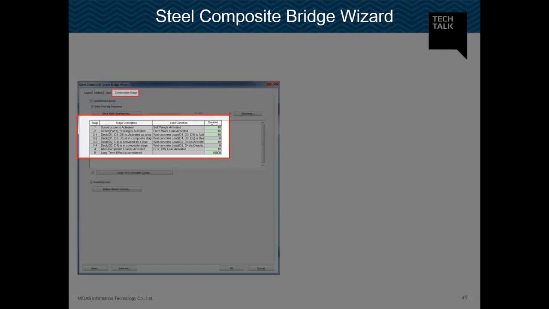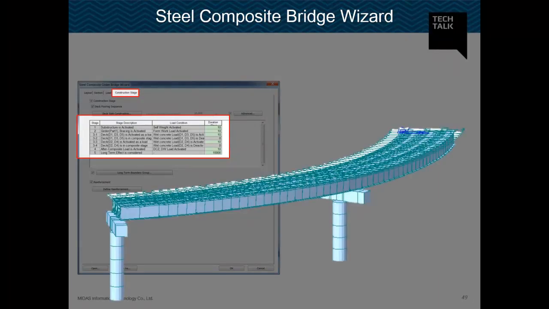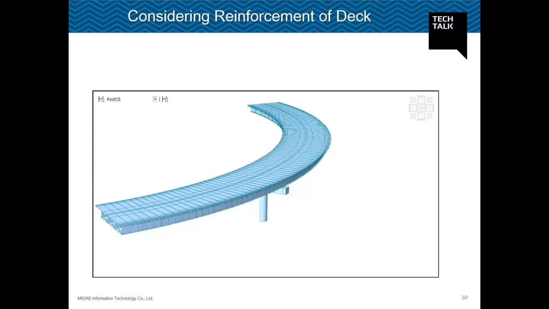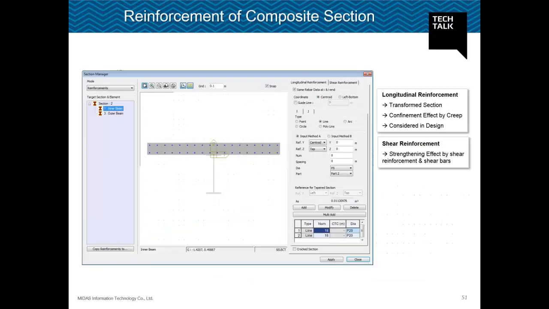Lastly, there is construction stage and design reinforcement definition. We can see over here automatically the program will create the construction stages as per the required sequence. And we can also apply the design reinforcements to our steel composite girders. So you can actually consider the reinforcements of the deck by considering the cracked sections as well.